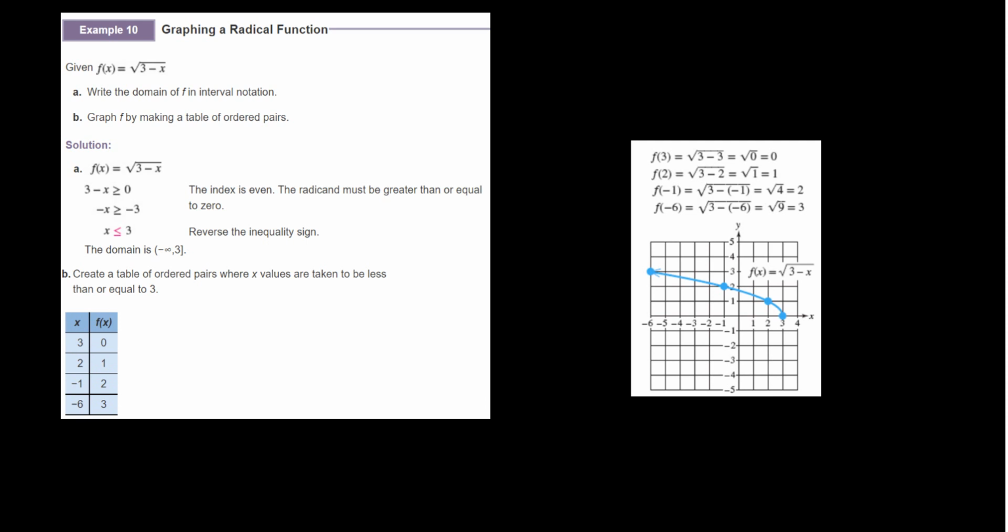Now, I did kind of hand wave that, because later on we're going to learn how to memorize what these functions are and just graph them simply off of memory. And that concludes today's lecture.